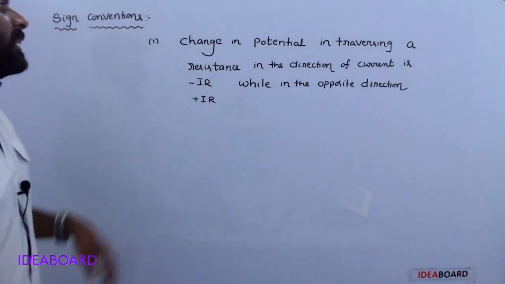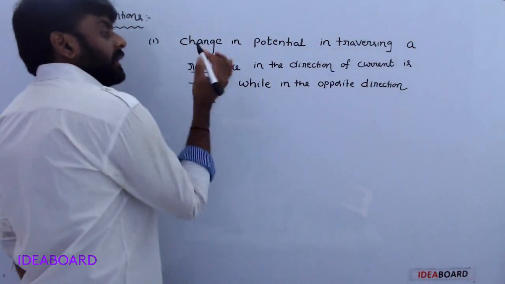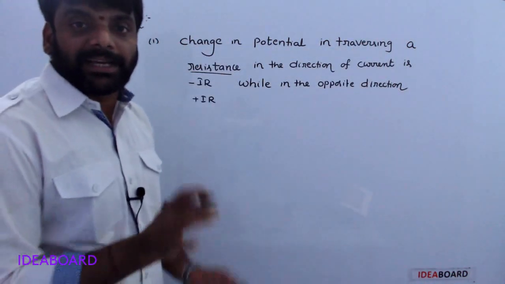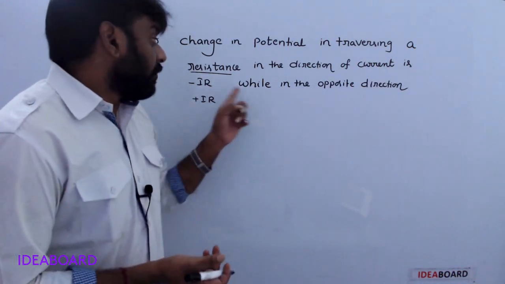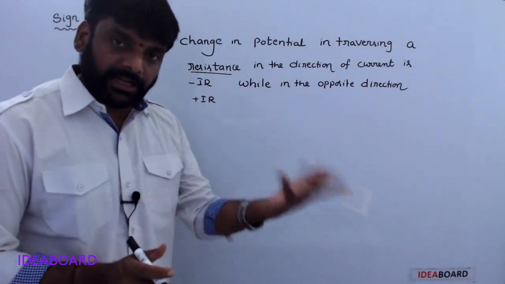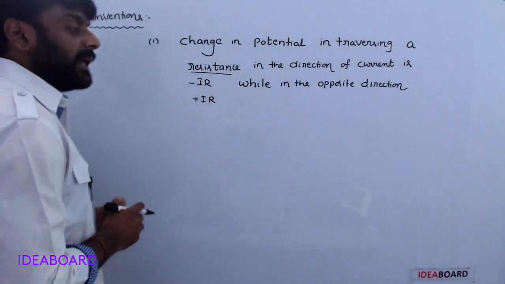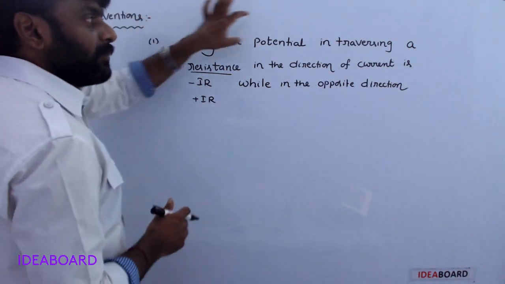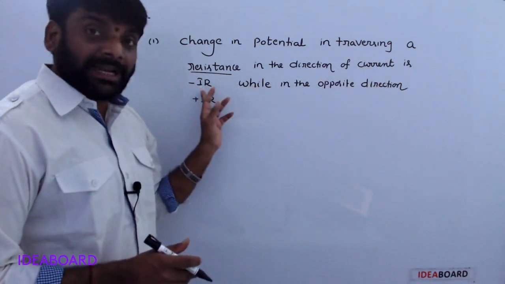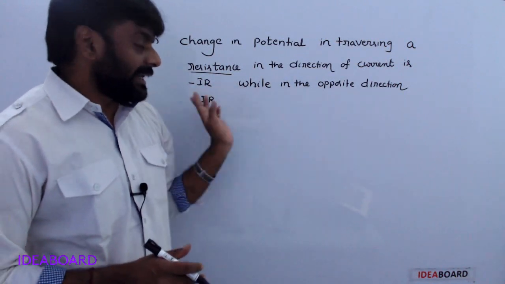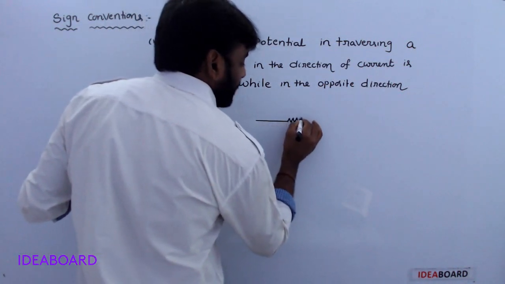The change in potential in traversing a resistance in the direction of current is taken as minus IR, while in the direction opposite to the current it is taken as plus IR. For example, take one resistor.